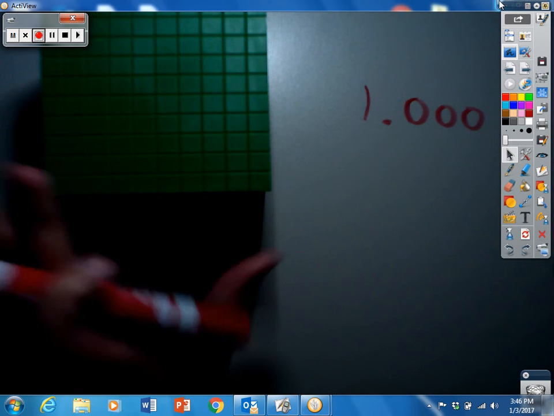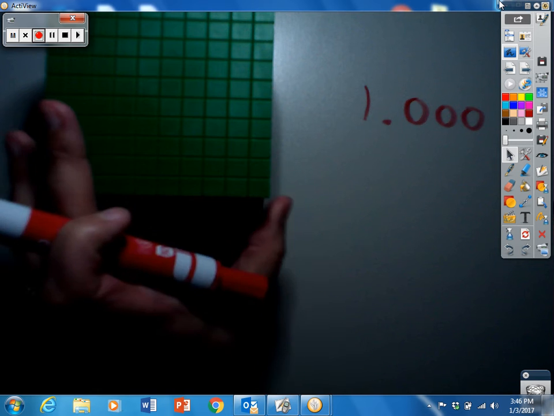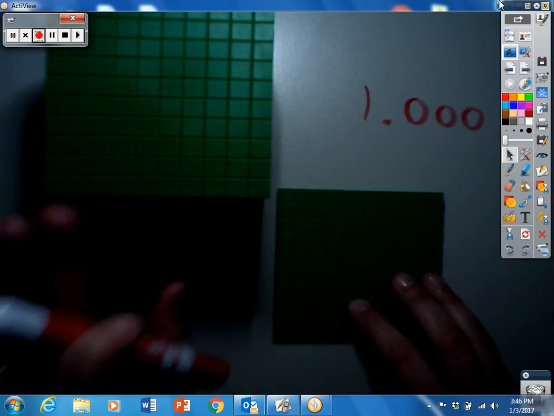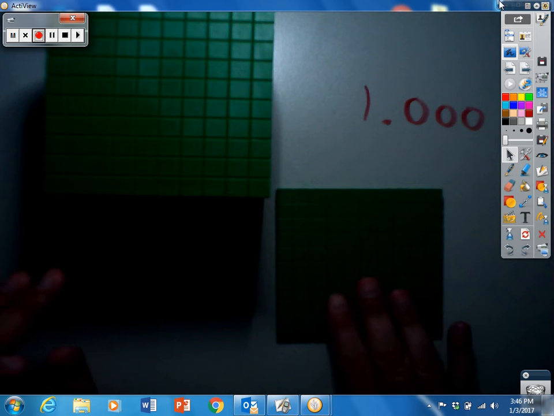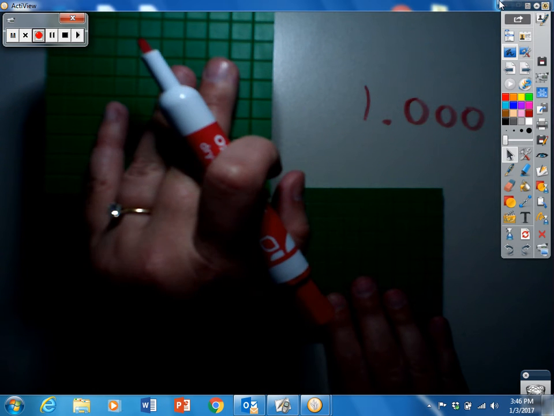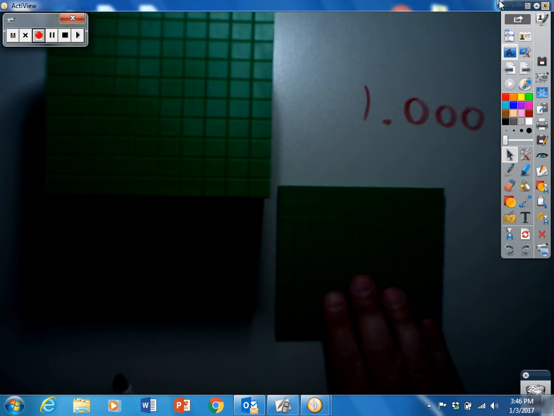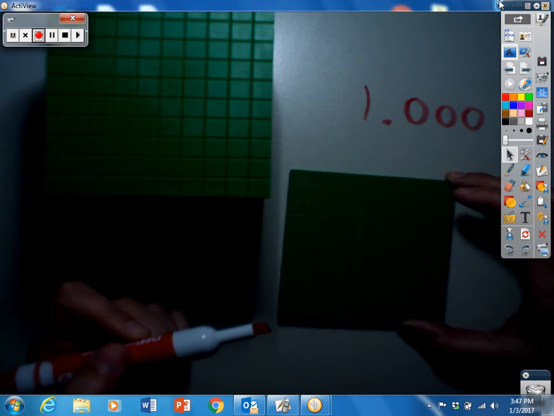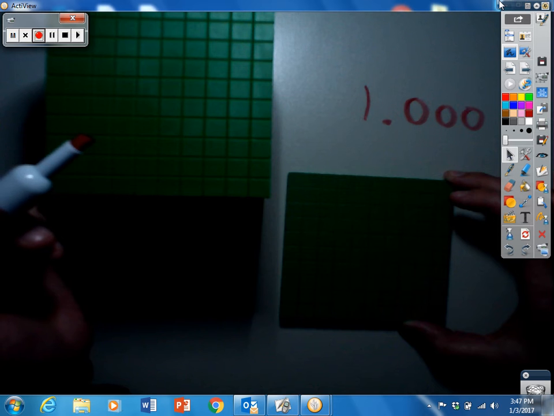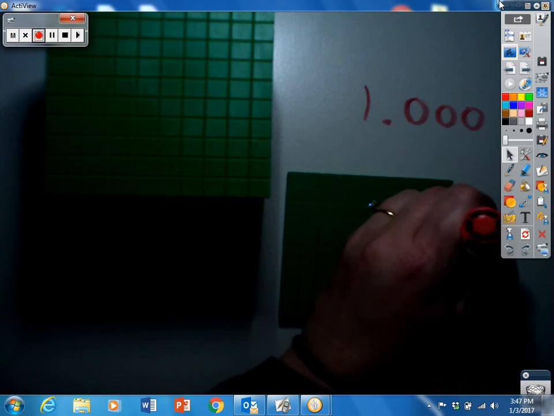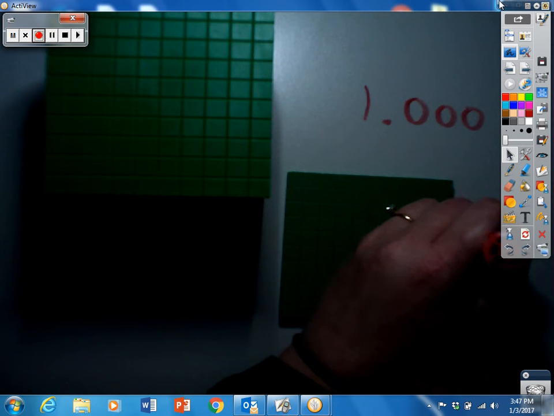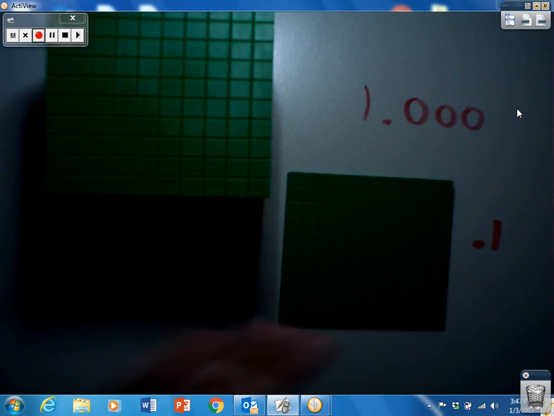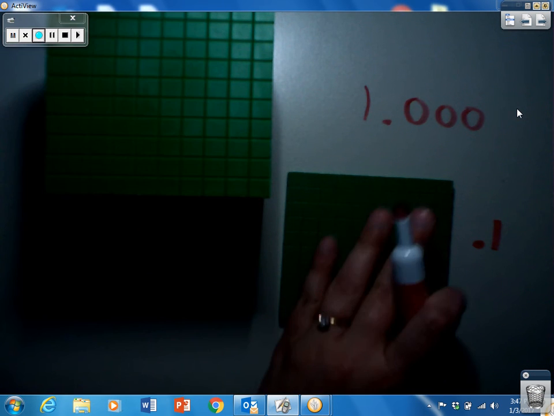So my cube has a lot of different things within it. What would this be called if my cube is one whole? How many of these fit into my cube? That's right, 10. That means this particular flat is 1/10 of my whole thing. So this would be written as 1/10. So one whole, and this is 1/10.